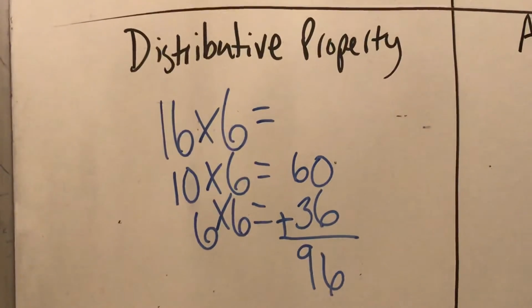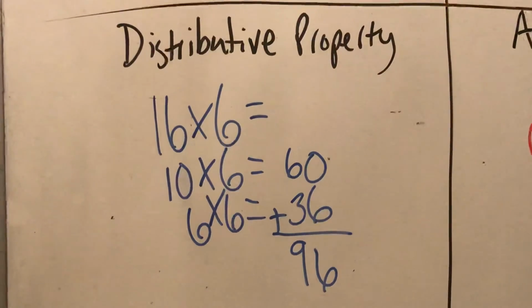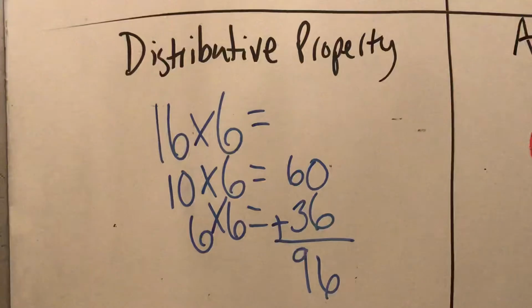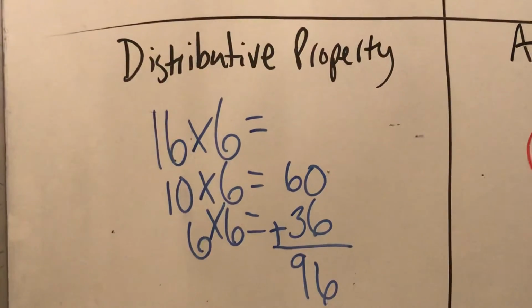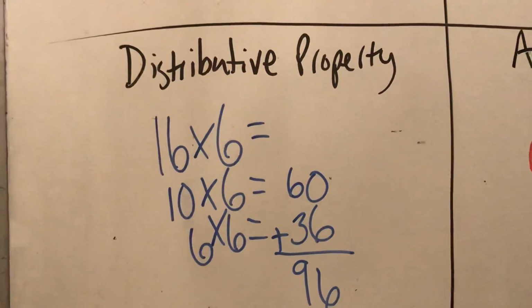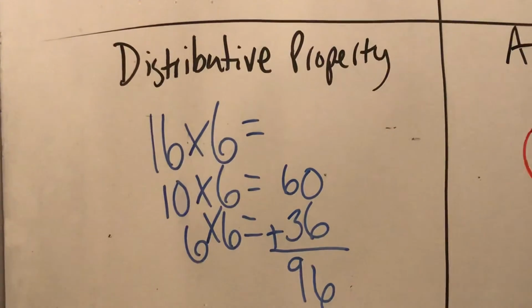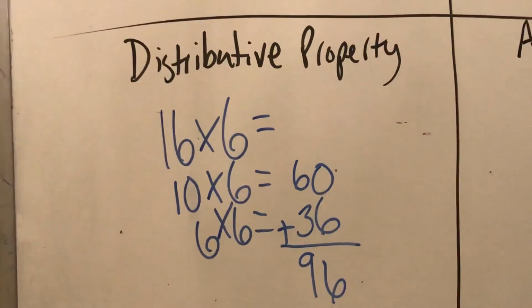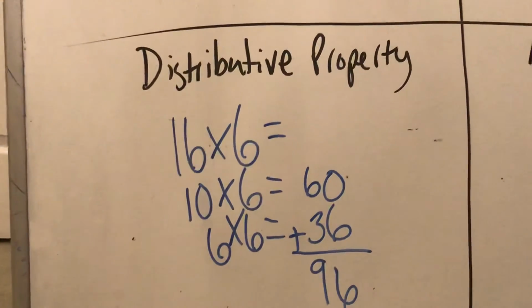Well, you're probably asking, why would we do that? Well, if you look, 10 plus 6 equals 16. So we decomposed, or we broke down, or we split apart 16. So we have 10 times 6 is 60, and 6 times 6 is 36. And then we add those two numbers together, and you get 96.